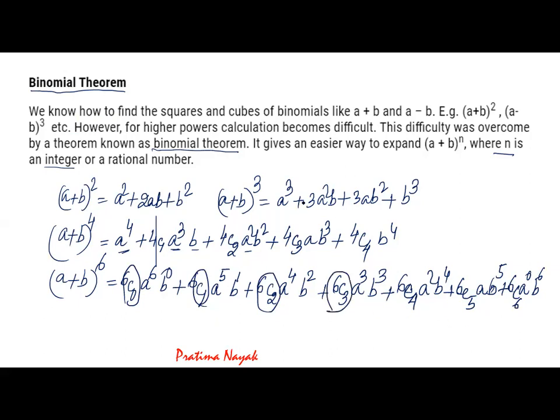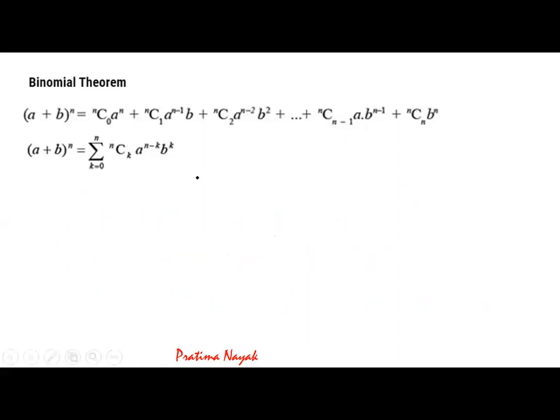So we can expand up to n. Now I am writing the general term. (a plus b) to the power n is equal to nC0 a^n, nC1 a^(n minus 1) b^1, nC2 a^(n minus 2) b square, and so on. We don't know what the value of n is, and it goes up to the last, nC(n minus 1) a b^(n minus 1) plus nCn b^n. And we write this as the sum of k values from 0 to n. So with this formula or theorem, you can expand up to any index, any value of n.